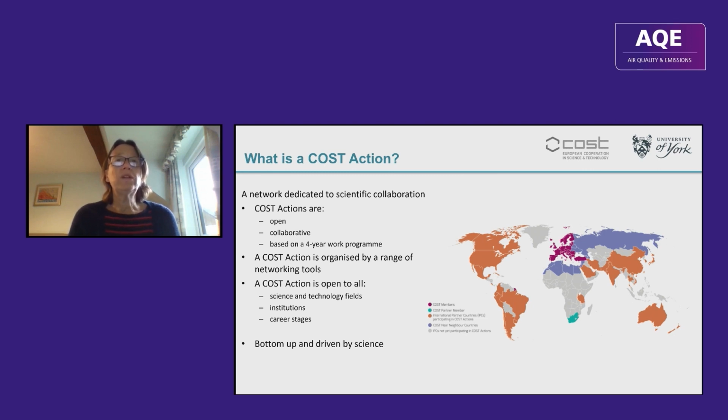So they're very open, they're very collaborative, and you have this 4-year work program time where you have various objectives, various working groups, like other proposals, and it's very open. It's particularly aiming to encourage early career researchers, for instance, but also to bring in a wide range of countries from around the European Union and some partner countries beyond, including the UK now, of course. Next slide, please.